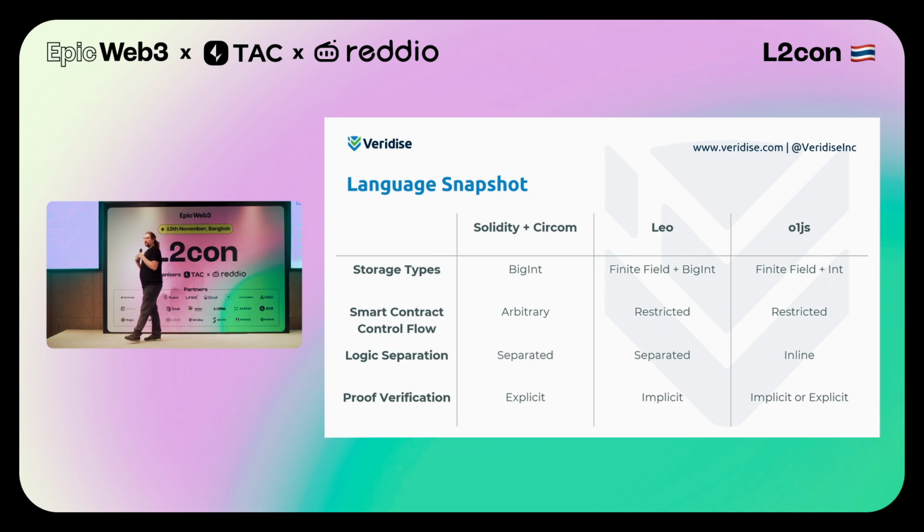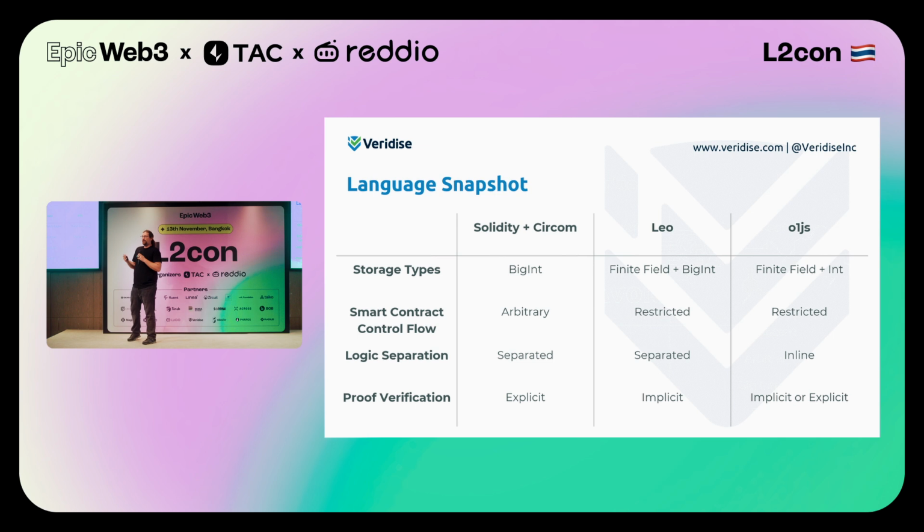First of all, we can look at the storage types that people are using when they end up storing stuff on the blockchains. Because Solidity and Circom is going to end up on Solidity, you're obviously going to be storing things in terms of big ints. On Leo, you have access to both big ints and finite fields, but at the end of the day, pretty much everything is finite fields. And it's very similar for O1.js.